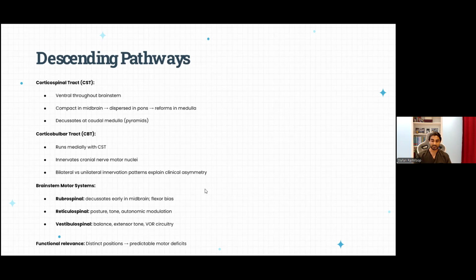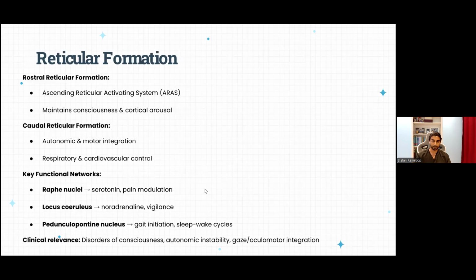Beyond these primary tracts, the brainstem motor systems play important modulatory roles as well. So the rubrospinal tract, originating from the red nucleus, decussates early in the midbrain and carries a flexor bias. The reticulospinal tracts regulate your posture, your tone, gait initiation, and autonomic reflexes. And then the vestibulospinal tracts support balance and extensor tone, integrating closely with the cerebellar and ocular reflex centers.